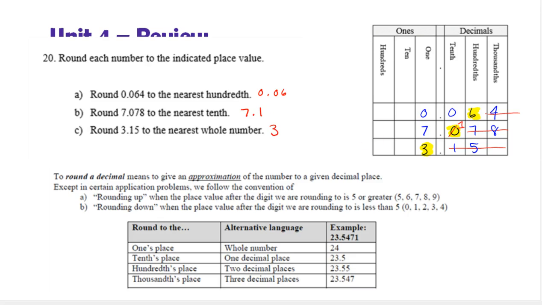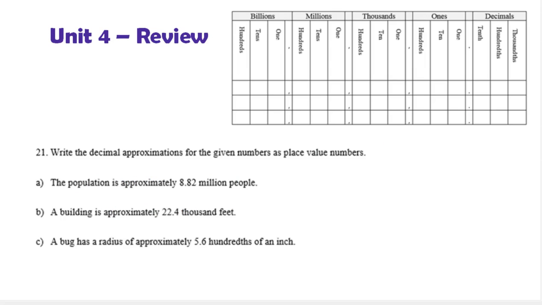Let's look at the next one. Write the decimal approximations for the given numbers as place value numbers. So let's look at the first one. The population is approximately 8.82 million people. Okay. So lots of times people round. I'm sure it says approximately.